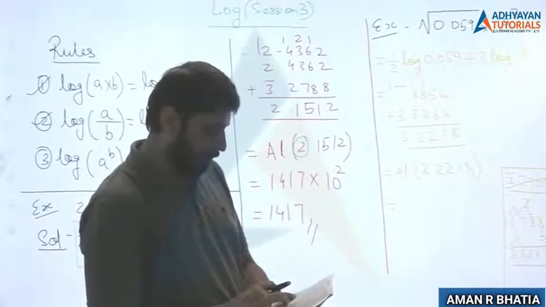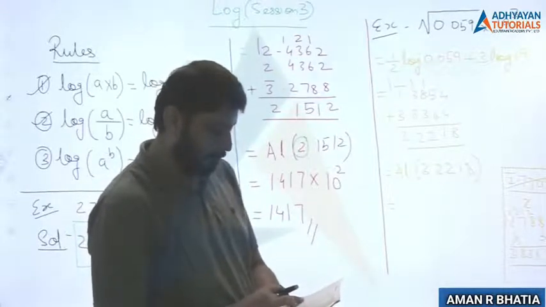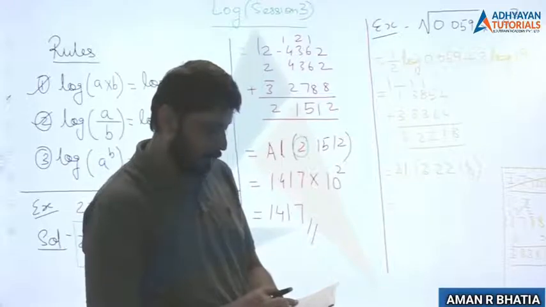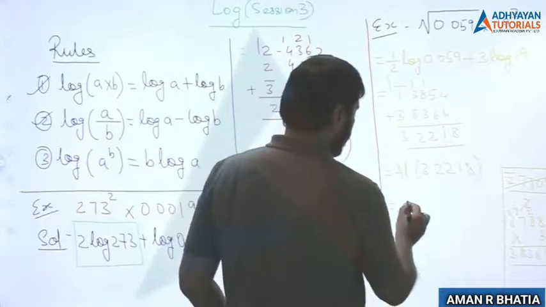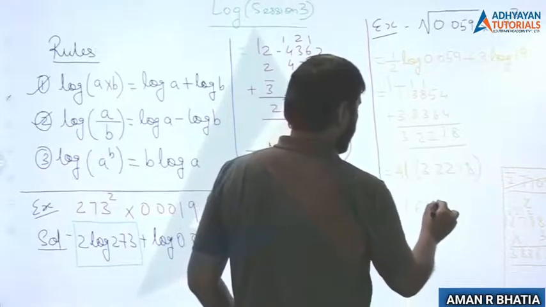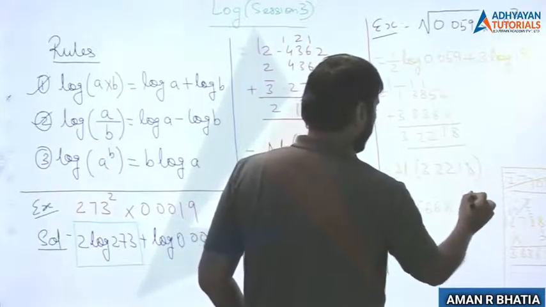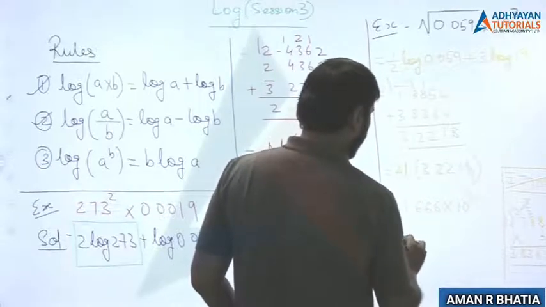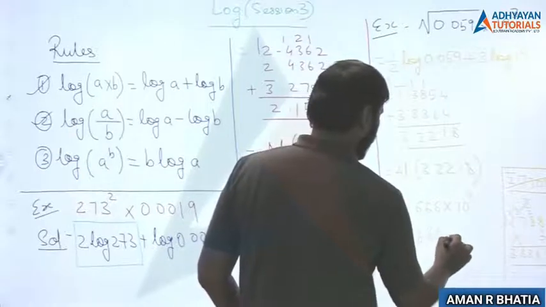So 0.221, 1663 and 3 is 1666. So I get it as 1666 point into 10 to the power 3, or rather I can leave the answer there, or it is 1666. This is my answer.